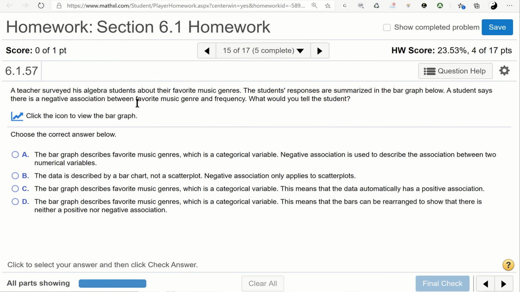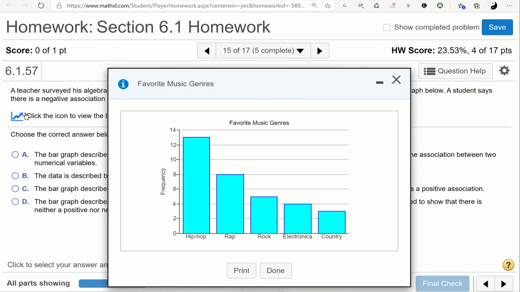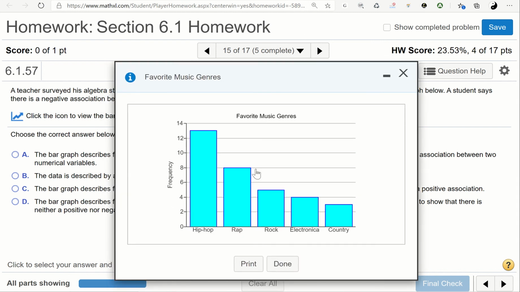All right, so here's an interesting kind of problem. A teacher surveyed his algebra students about their favorite music genres. The students' responses are summarized in the bar graph below. And a student says there's a negative association between favorite music genres and frequency. What would you tell the student? And here is the graph, right?